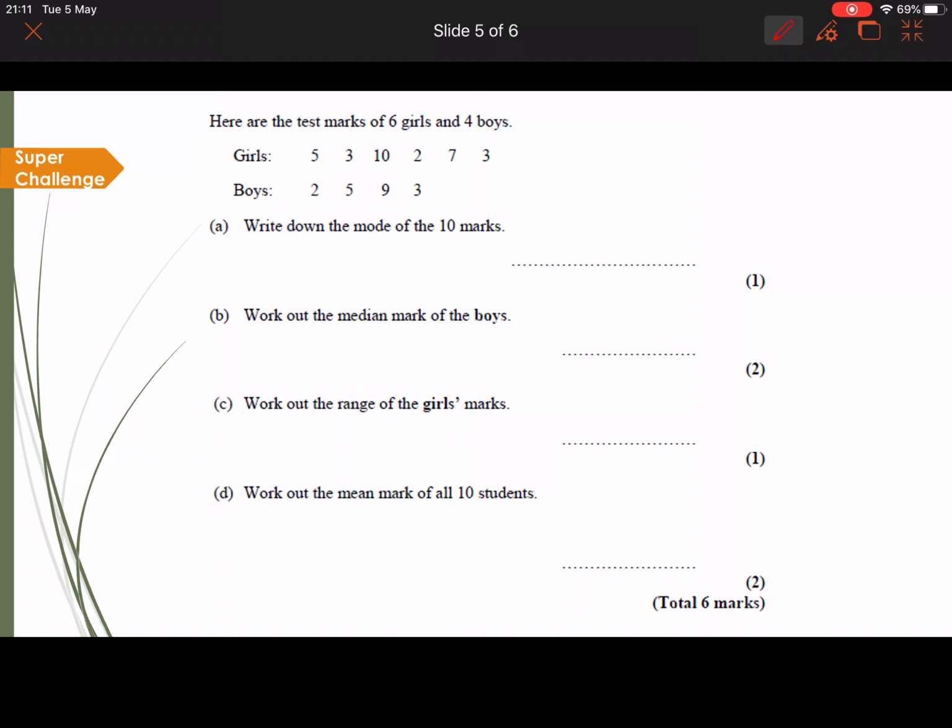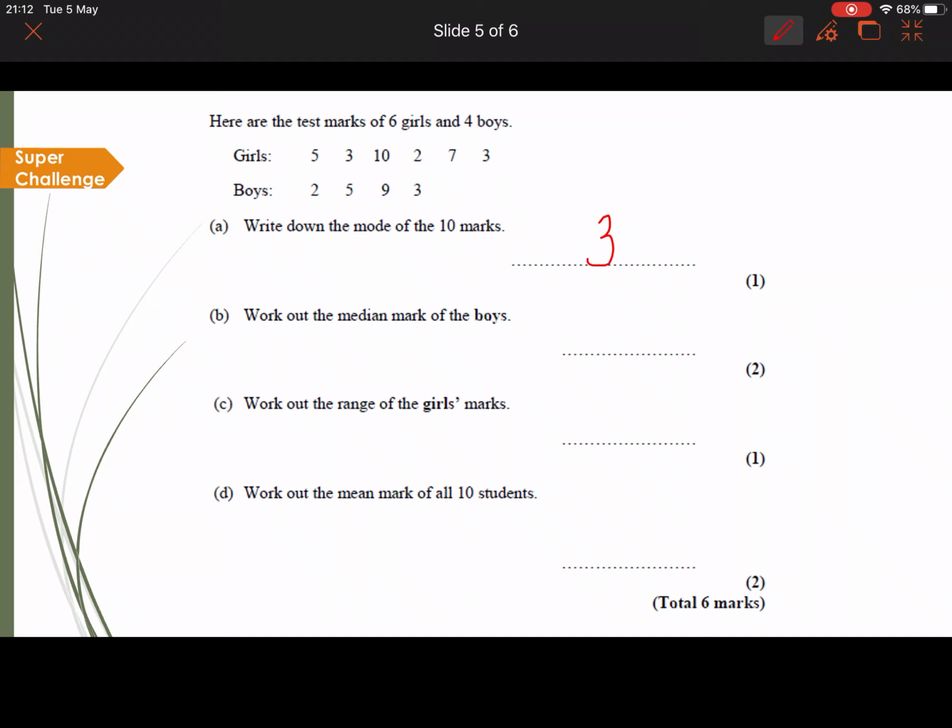Question A asks you to write down the mode of the 10 marks. Now hopefully you can see that the girls have 6 marks on their list and the boys have 4, and so together they have 10 marks. So I'm looking at all of these marks together in order to answer question A, and I can see that the number of marks that comes up most often is 3. So 3 is the modal amount of marks in this test.